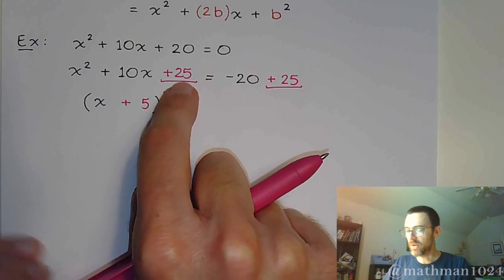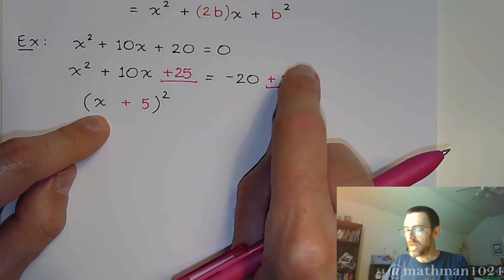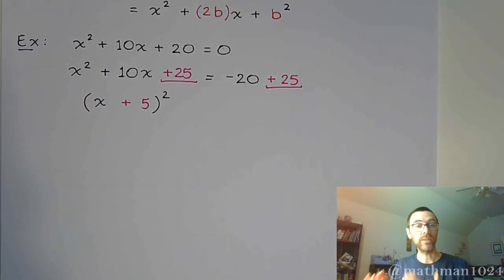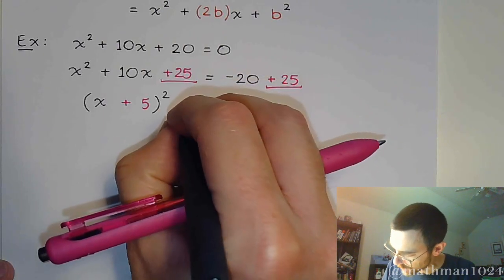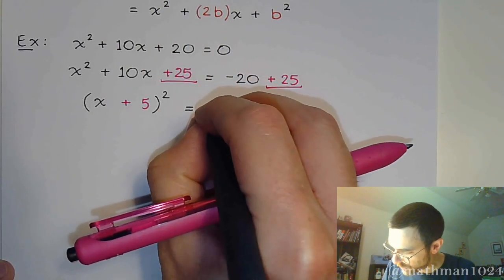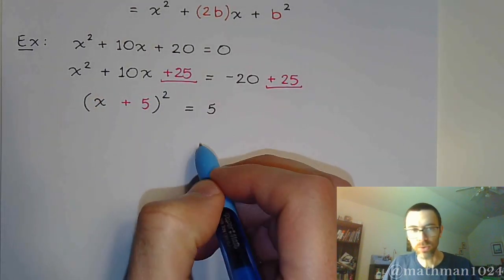So I add 25 over here to create a square. I add 25 on the right side to maintain balance. So now we have (x + 5)^2 is equal to negative 20 plus 25, which is 5. And now we're back to the problems that we were seeing at the end of the stream yesterday. You have a square equal to a number.